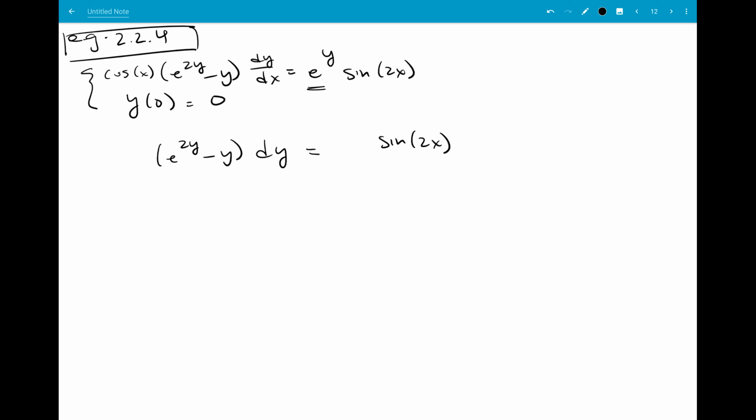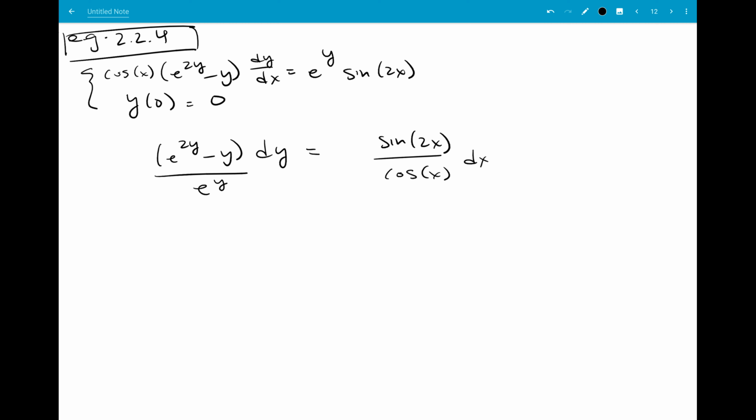We're going to move this e to the y over to the left-hand side. We're going to move this cosine x over to the right-hand side. And our dx over to the right-hand side as well. So even though it's a lot more than we've dealt with up to this point, we have separated the equation.